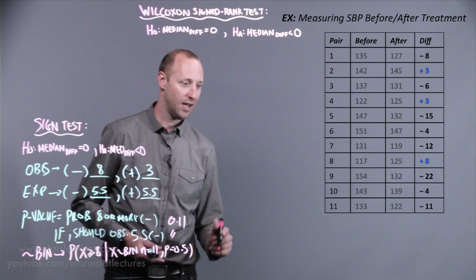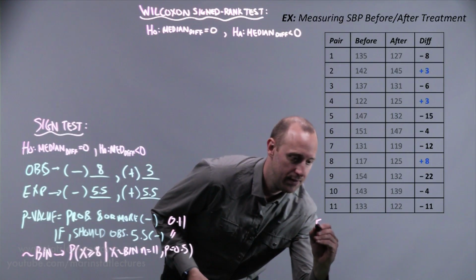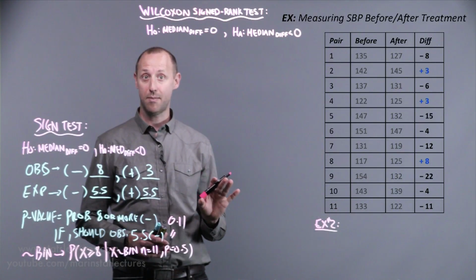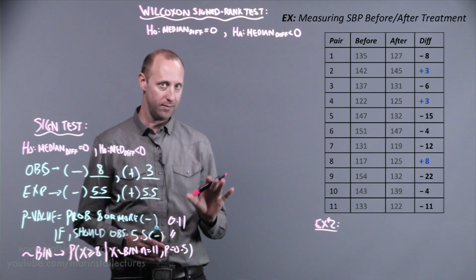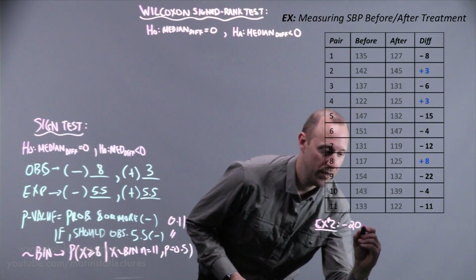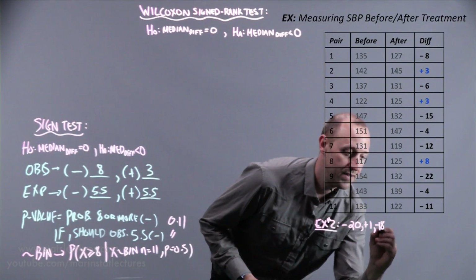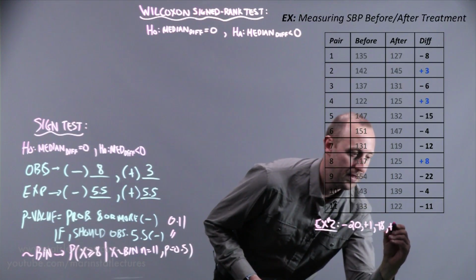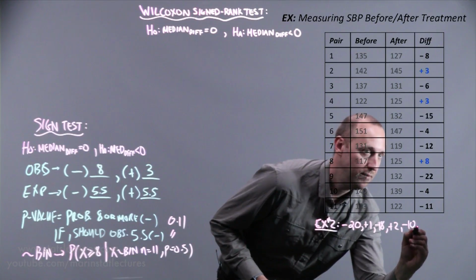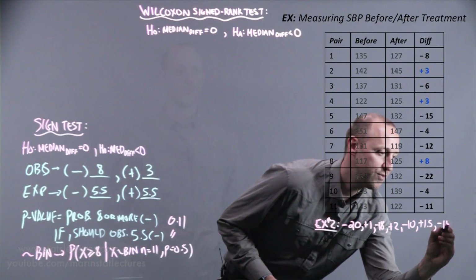So I'm going to create an exaggerated example. I'm just going to label this example number 2. And we're going to consider a sample size of 7. Again, this is going to be exaggerated to draw out a point. Suppose we saw someone had a decrease of 20, an increase of 1, a decrease of 18, an increase of 2, a decrease of 10, an increase of 1.5, and a decrease of 14.